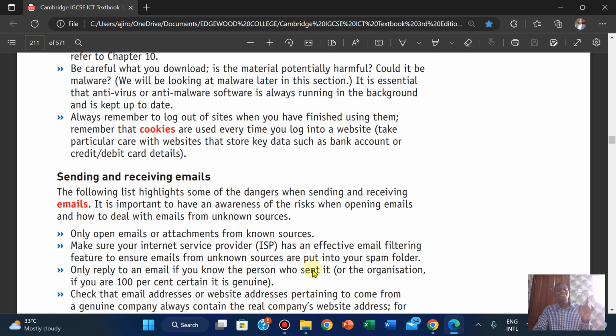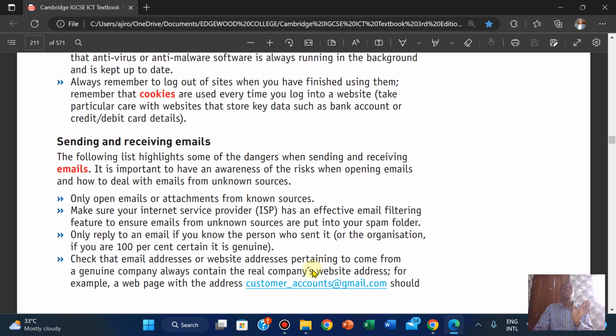Now let's talk about the sending and receiving emails. The following list highlights some of the dangers when sending and receiving emails. It is important to have awareness of the risk when opening emails and how to deal with emails from unknown sources. Number one, only open emails or attachments from known sources. Yeah, open the emails that you know they are from sources, either from your teachers, from your parents, from your friends. Please check out for them before opening it.